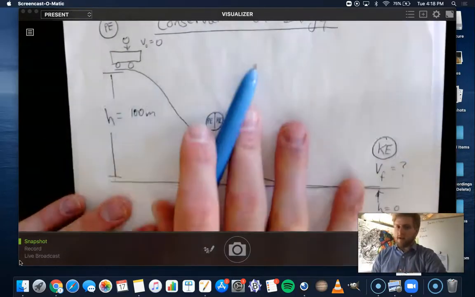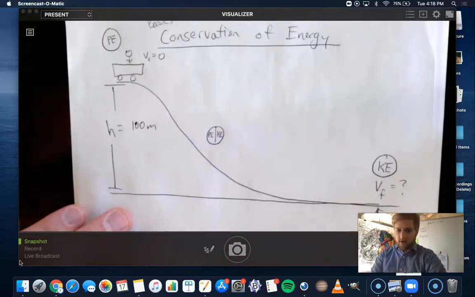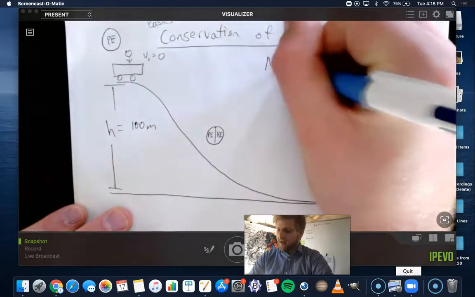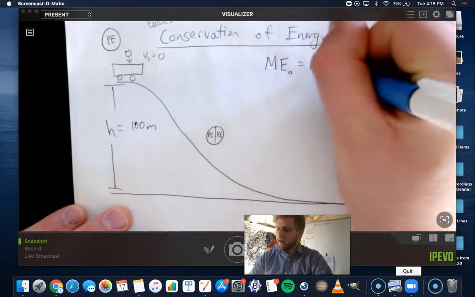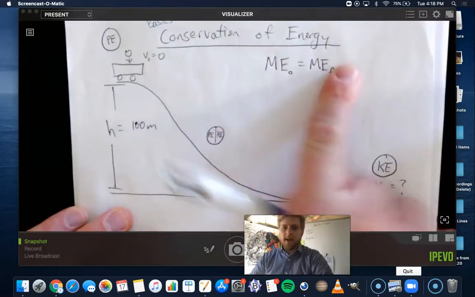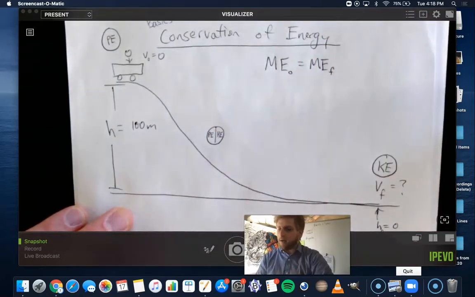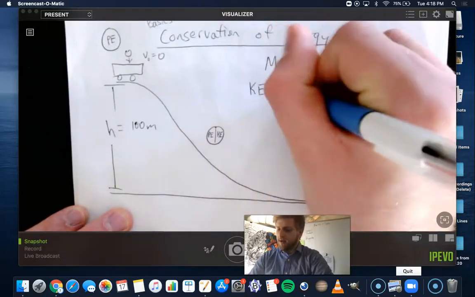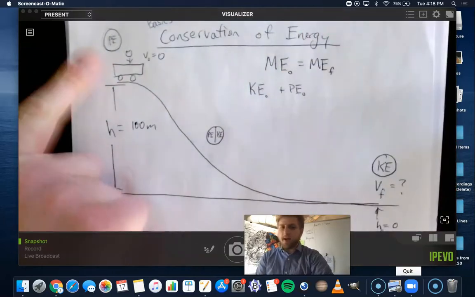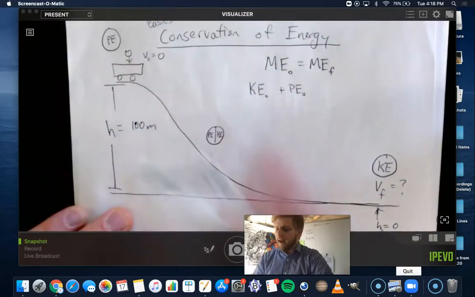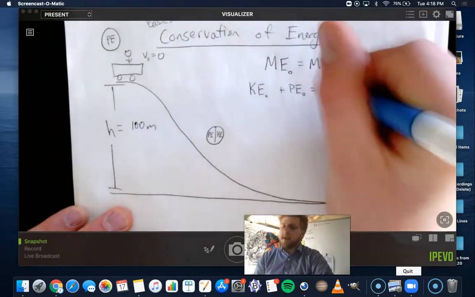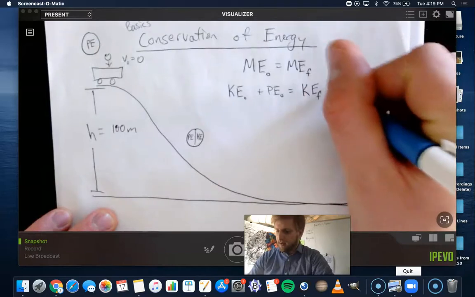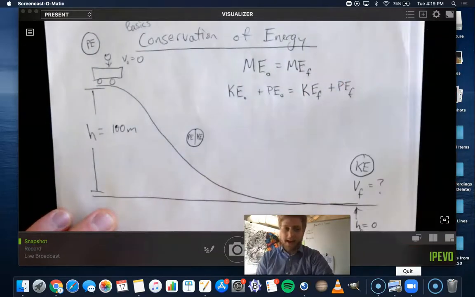When we're doing conservation of energy, our base equation is this one. The mechanical energy of our system is conserved. The initial mechanical energy is equal to the final mechanical energy. Remember that mechanical energy is a combination of the kinetic and potential energies. So at the beginning, we have a combination of potential and kinetic. We'll do some crossing out in just a moment. The final mechanical energy is just the sum of the kinetic and potential at the end, just like that.